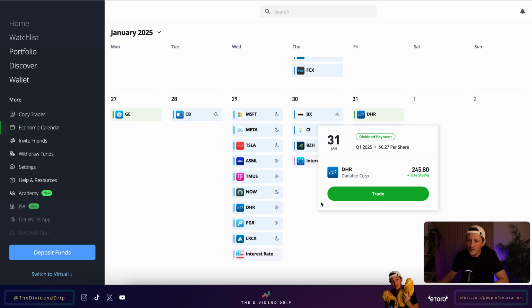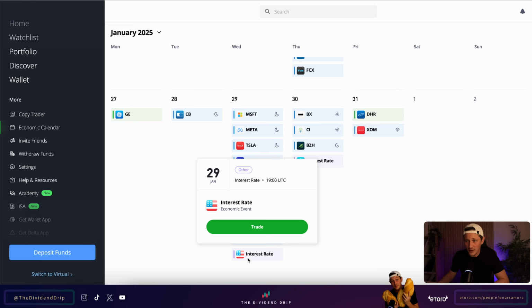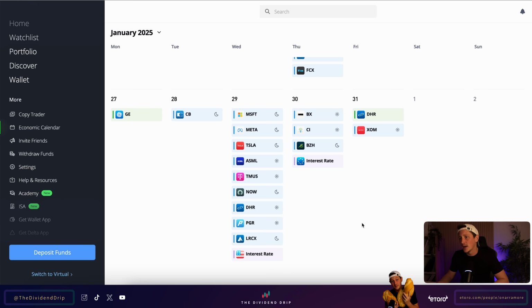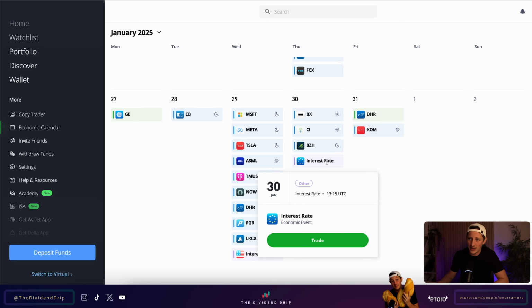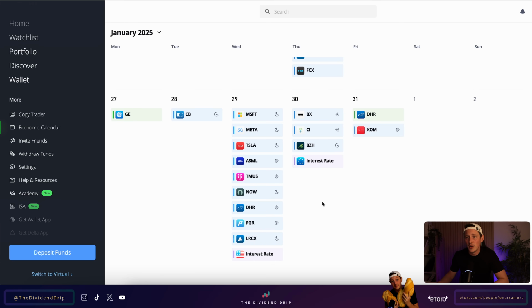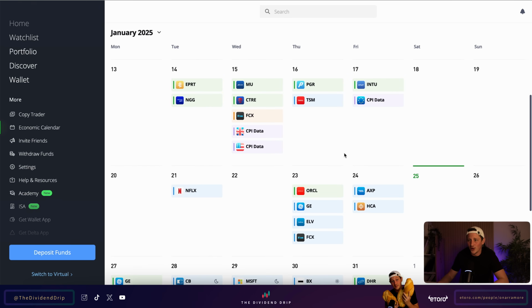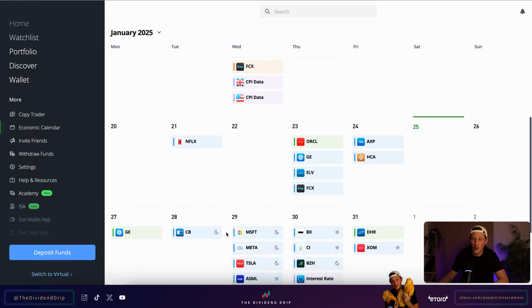You've got a dividend payment there as well. You've got the interest rate news coming out on Wednesday, so an economic event. And you can see that you've got the European interest rate coming out on the Thursday. So this is really good to have a better understanding of what's happening in that week. So every Monday, I usually take a little look at this.